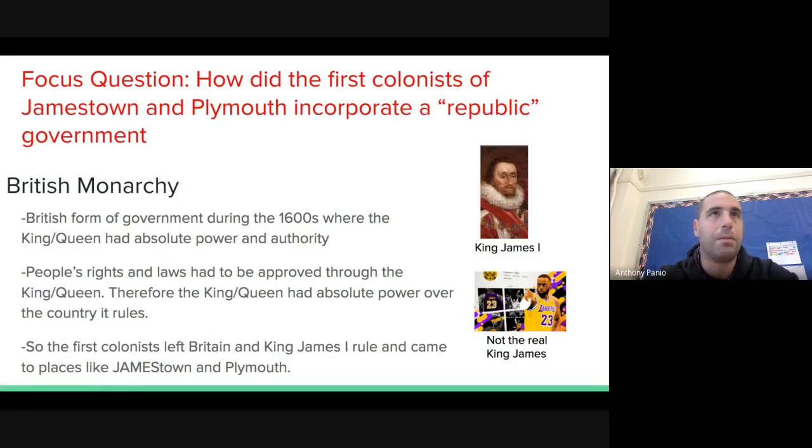And the same thing at Plymouth. You'd think they'd appoint a king to run the colony, but that is not what they decided to do. They decided to come up with a different type of government. It's almost like they didn't like being ruled by a king, and that's part of the reason why they left.